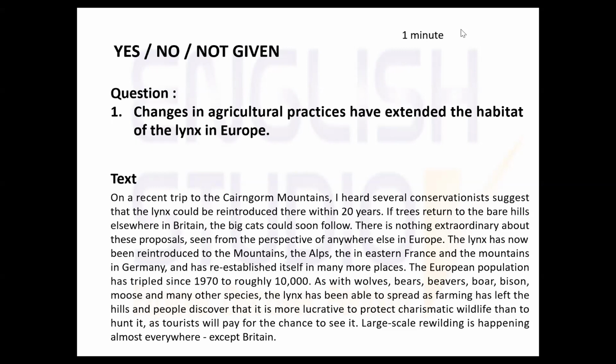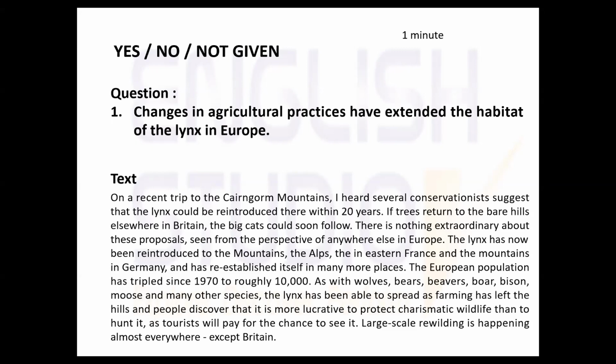Okay, we have the correct answer from Mr. Rido. Mr. Rido, could you please explain? Yeah, the statement is similar with the sentence in the second last sentence, as with wolves, bears, beavers, boar, and so on. The lynx has been able to spread as farming has left the hills.